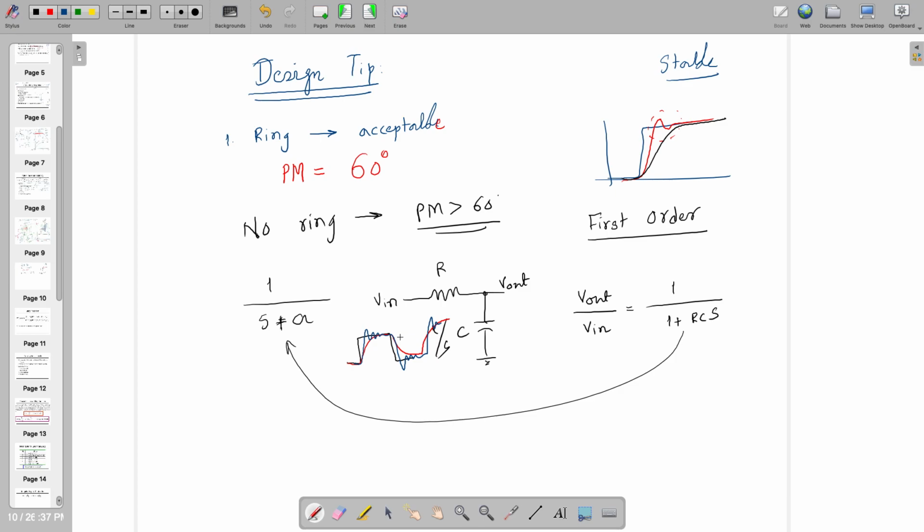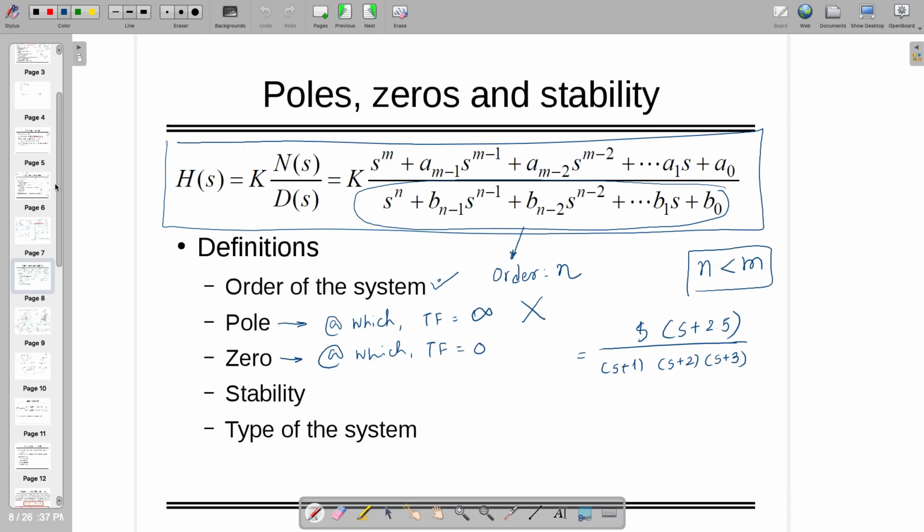So this is one thing. Other than that, stability, no problem. You should not see any oscillations. If you are seeing oscillations, it's a problem. Mathematically, you can say that if your phase margin is greater than 60 degree, I'm happy, because there are no oscillations.